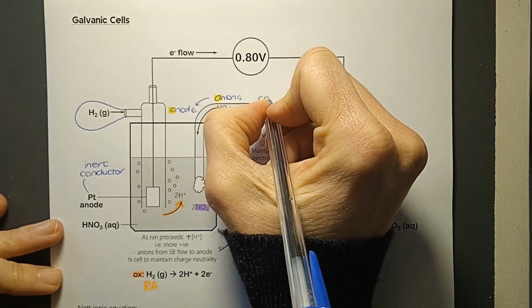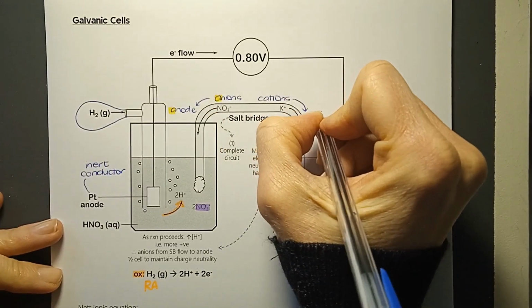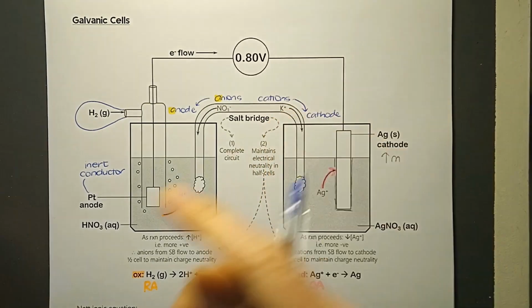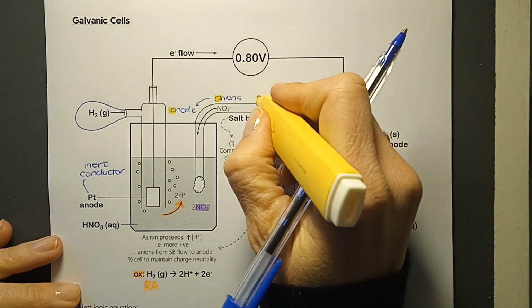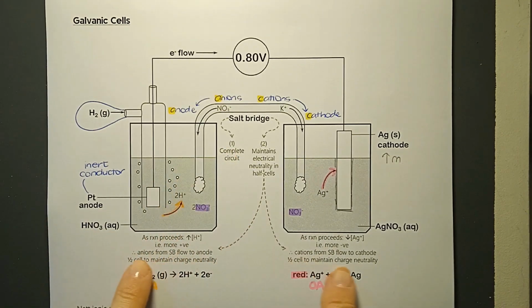And then on this side, it's becoming a whole lot more negative. So we have cations from the salt bridge flowing towards the cathode half cell, in order to stop it from becoming too negative. Please be careful, don't say neutral, because we're not talking about pH here, we're talking about charge neutrality. So to maintain charge neutrality, that's where that explanation comes in.